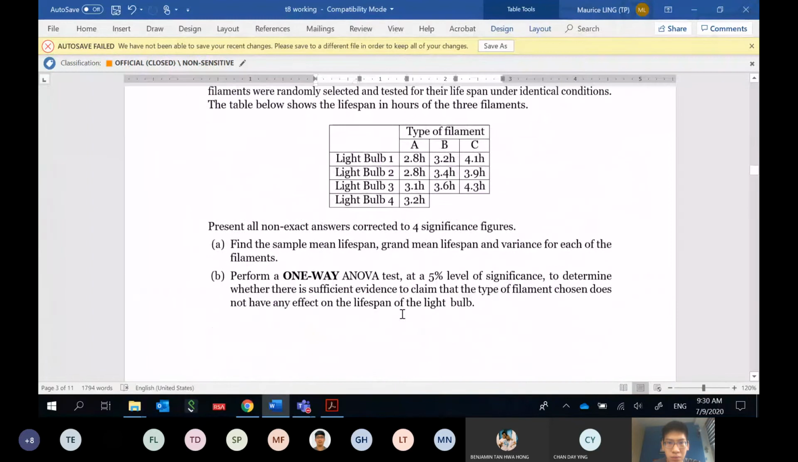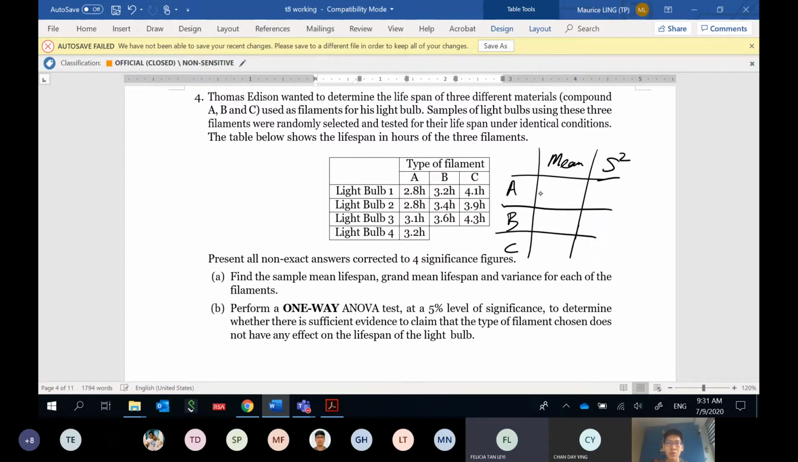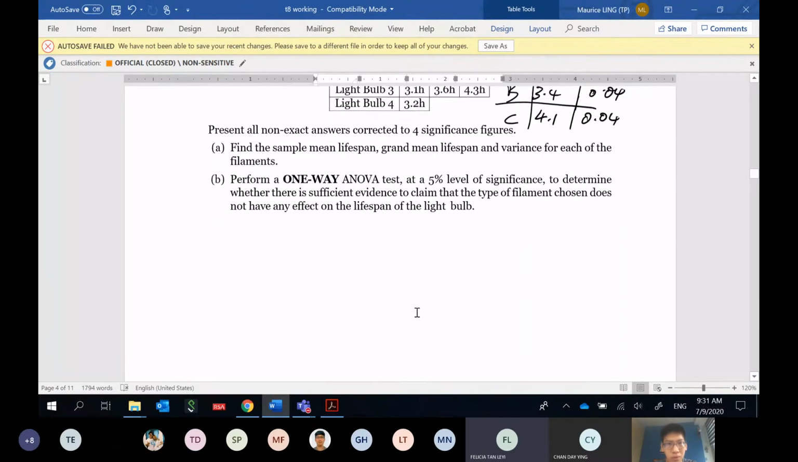Okay, so let's go to the next one. It's mechanical again. So let's try Felicia. Felicia, are you there? Yeah. Okay, the mean for A is 2.97. Let me just write up A, B, C, the mean and the variance. 2.97. B is 3.4. C is 4.1. Okay, good. Variance? A is 0.0425, correct? B is 0.04. C is also 0.04. Okay. And the grand mean? 3.44. Okay.